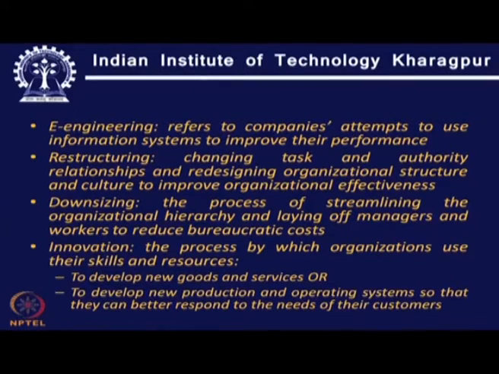When you are talking of re-engineering, it is the company's attempt to use information systems to improve their performance. When you are talking of restructuring, it is the changing of the task and authority relationships and designing organizational structure and culture to increase organizational effectiveness. When it is downsizing, it is the process of streamlining the organizational hierarchy and laying off managers and workers so as to reduce the bureaucratic cost.